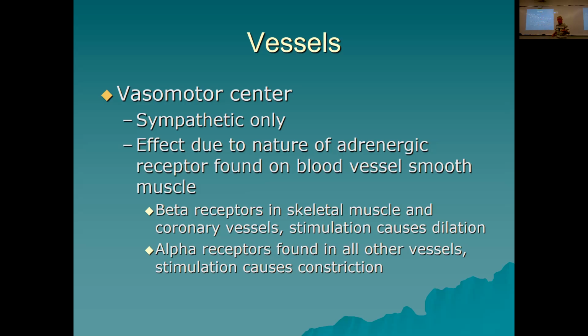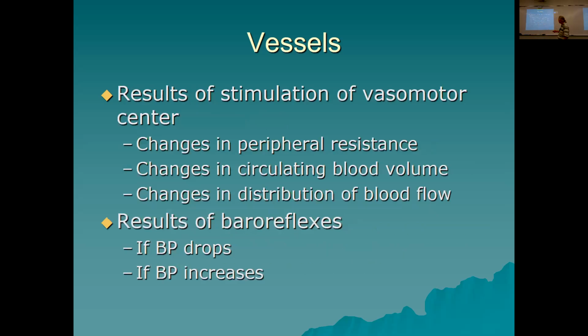Okay, just the sympathetic nervous system. So, results of stimulation of the vasomotor center are changes in peripheral resistance. Peripheral resistance is how hard it is to get blood through arteries, and for most arteries in the body, if you stimulate the sympathetic nervous system, you get a smaller opening, and that raises the blood pressure.